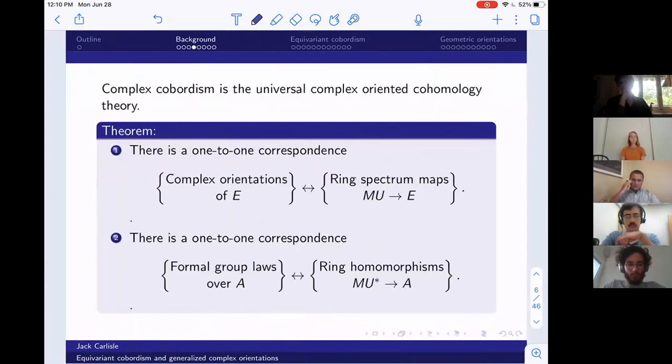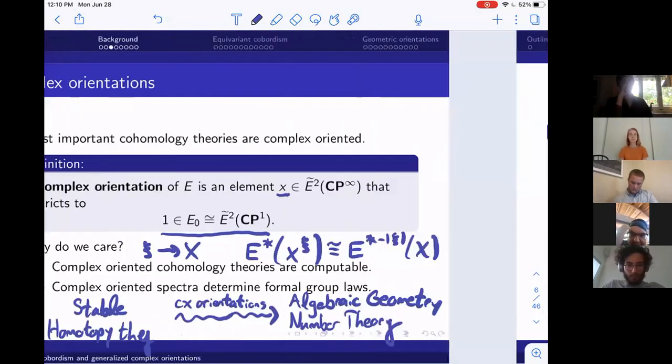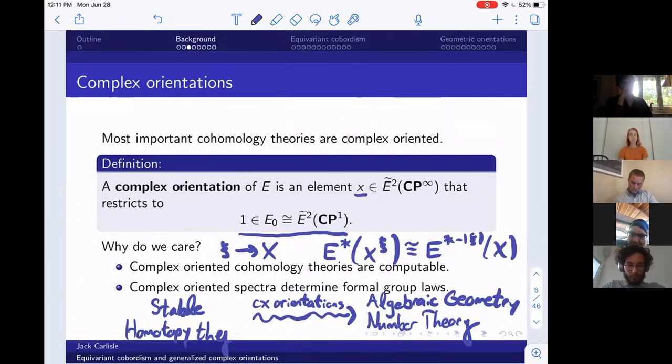Now, among all, can I ask a quick question? Yeah, please do. On that last slide, if you take E to be, say, just like HZ or something, do you recover sort of something familiar for this complex orientation?